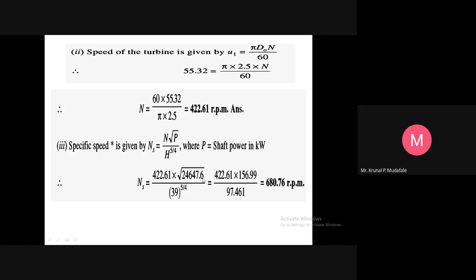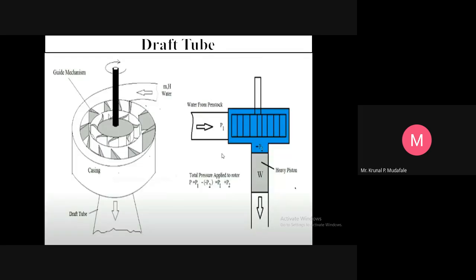Why this specific speed? Because specific speed is nothing but with respect to the power and the head. The power is in kilowatts, while the speed of the turbine is given directly in rpm without considering the power, right? But this is with respect to the head and the power; we have to calculate the specific speed, particular for the shaft, in terms of kilowatts, for 1 kilowatt of power or whatever the shaft power is available, right? You can calculate this, and it comes to 680.76 rpm. Okay, so that will be the output.